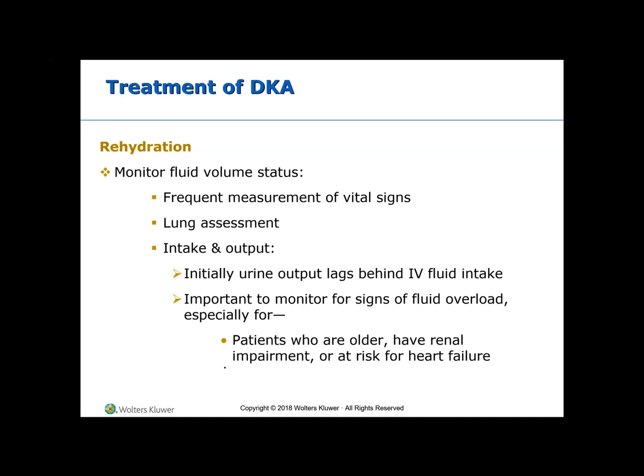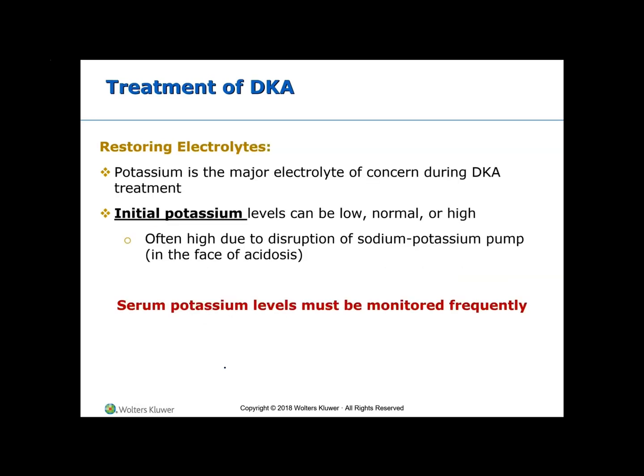So frequent, like I said, with rehydration, frequent vital signs, lung assessments, and strict intake and output, so that's usually every hour. You're monitoring those as well. Potassium is a major electrolyte of concern during DKA. Initial potassium levels can be low, normal, or high, depending on where you're at in your acidosis. So you need to monitor serum levels frequently.